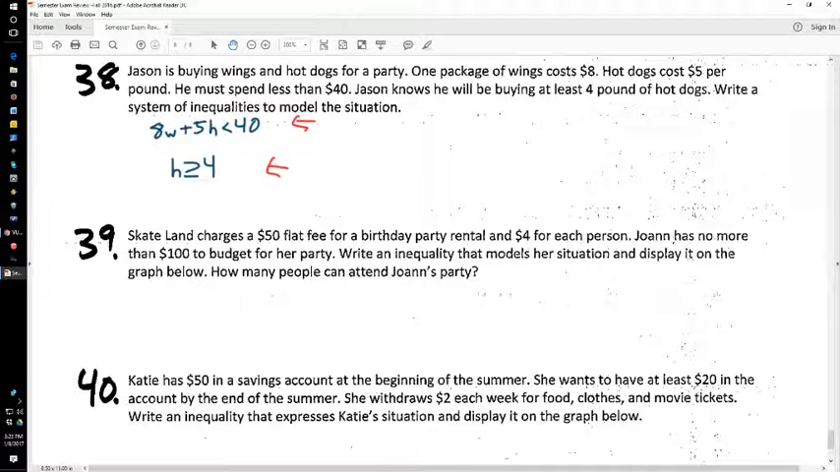If you wanted to find out how many wings he could get, I could plug in 4 right there for H. So that would be 8W plus 5 times 4 is less than 40. Crunch that out. So 5 times 4 is 20. So that's 8W is less than 20 after I subtract the 5 times 4. And then divide by 8. So W is less than 20 divided by 8. That's what, 2.5? 2.5. So if he is buying at least 4 pounds of hot dogs, the most amount of wings he can buy is 2.5 packages. That's if they sell half packages.